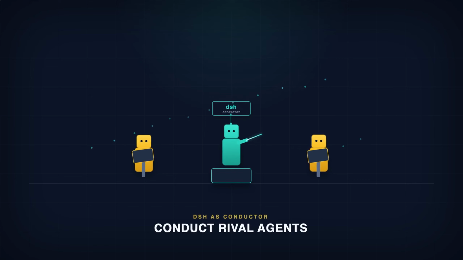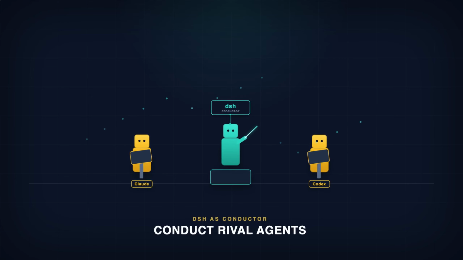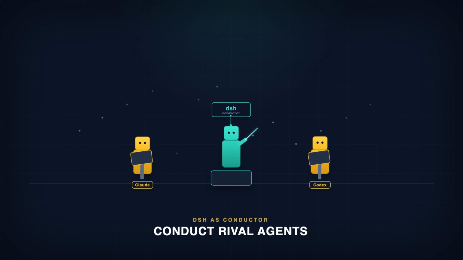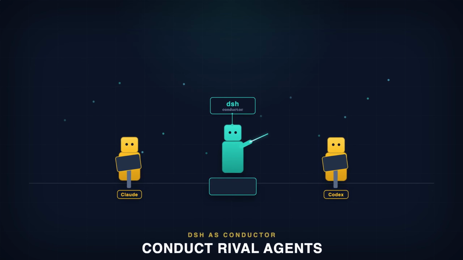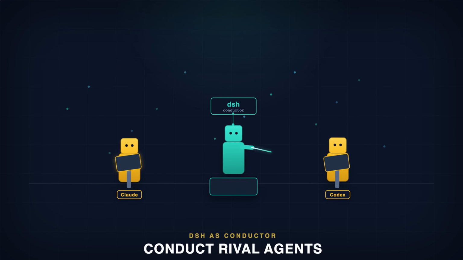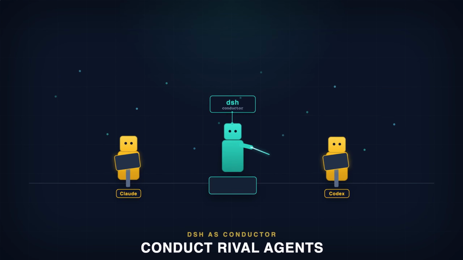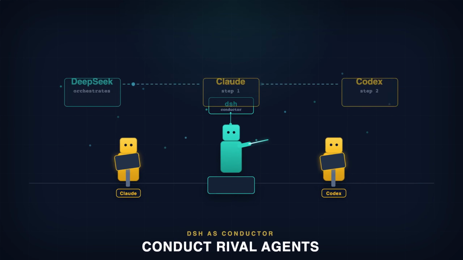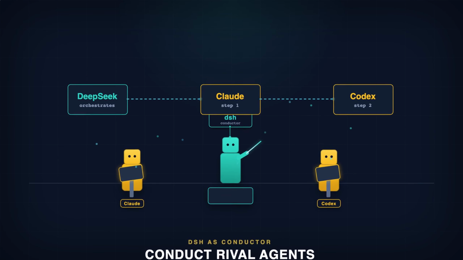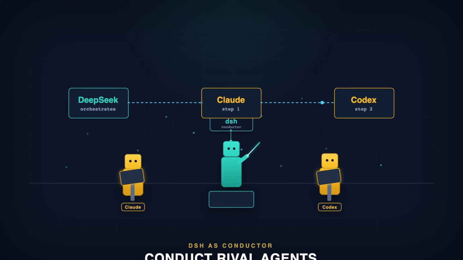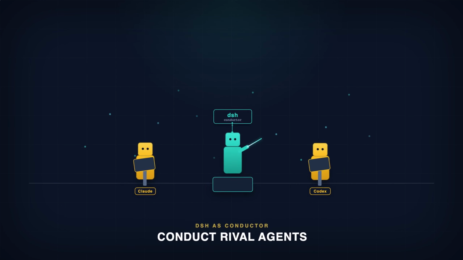And here's the move nobody saw coming. Because the model slot is open, DSH doesn't only run models. It can run other companies' agents. It can hand a subtask to Claude Code or to Codex and let them do the work as subagents, while DSH stays the conductor deciding who does what. Picture one pipeline where DeepSeek orchestrates, Claude handles one step, Codex handles another.